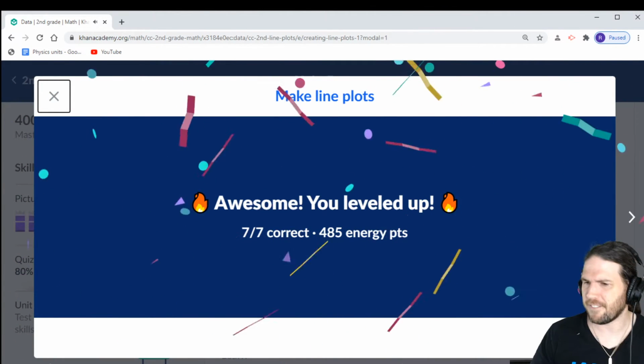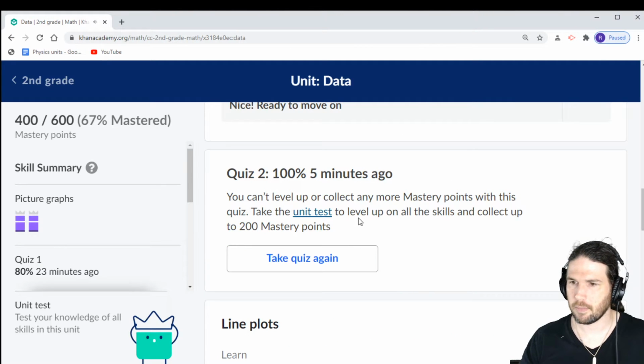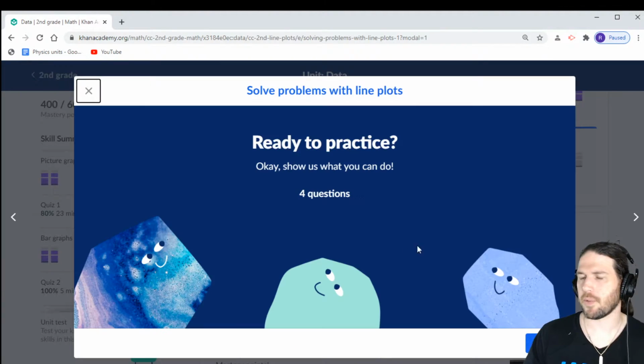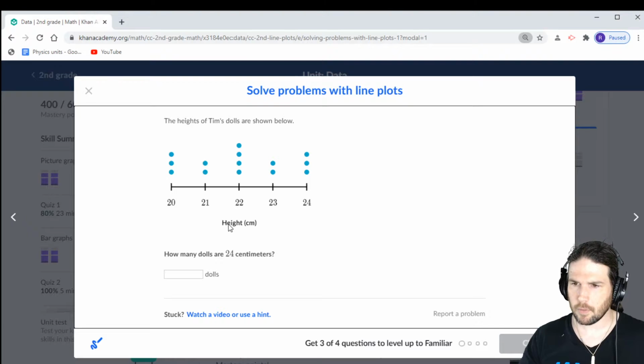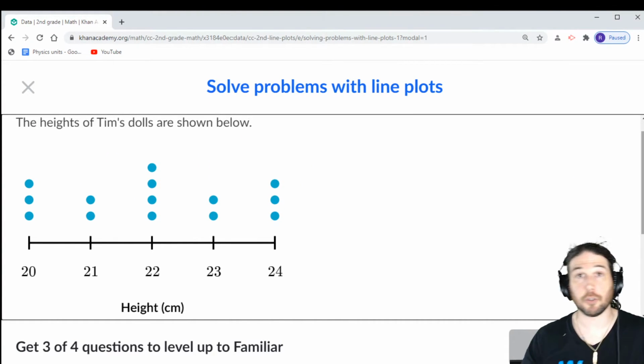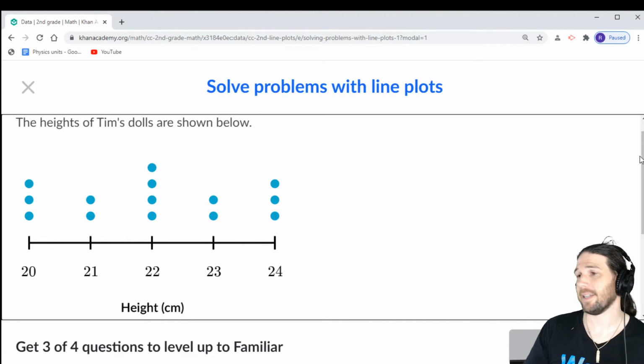Very important, very excellent skill set. Solve problems with line plots. So here we have this line plot with the height of Tim's dolls. Do not judge. All right.